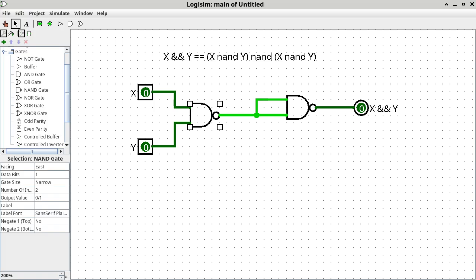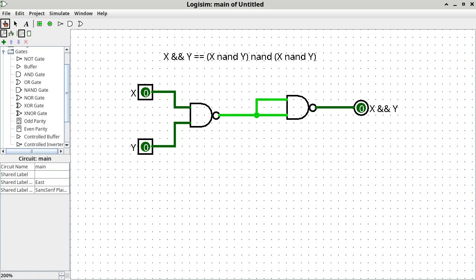I can claim this all day long, but you should not trust me, right? So I mean 0 and 0 is a 0. 0 and 1 is a 0. 1 and 0 is a 0. 1 and 1 is a 1. The circuit works.